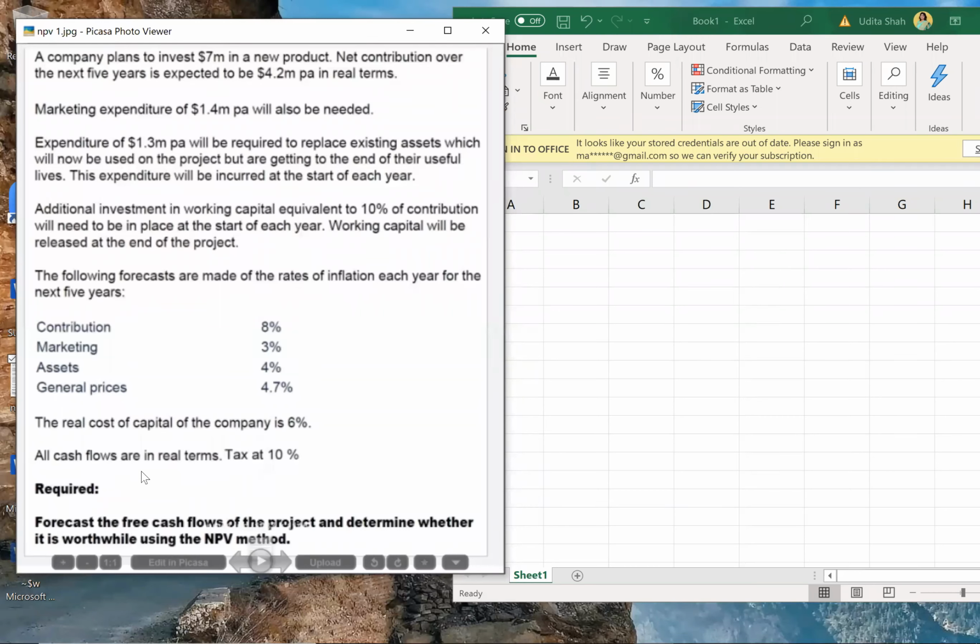Okay, tax is 10%. Tax is only 10%, not 30% in this problem, and they have not said tax is in arrears, so tax should be normal. Okay, tax will be paid in the same year. Forecast the cash flows of the project and determine whether it is worthwhile using the NPV method. So in short, we have to use the NPV method. If the NPV is positive, then accept the project. If it is negative, then reject the project. Okay, let us start this sum now. You'll do it along with me. This is a very important sum.